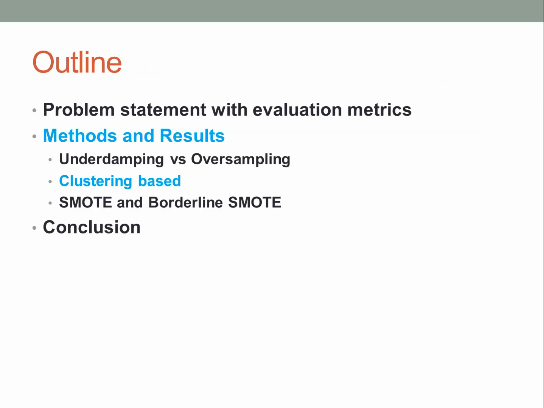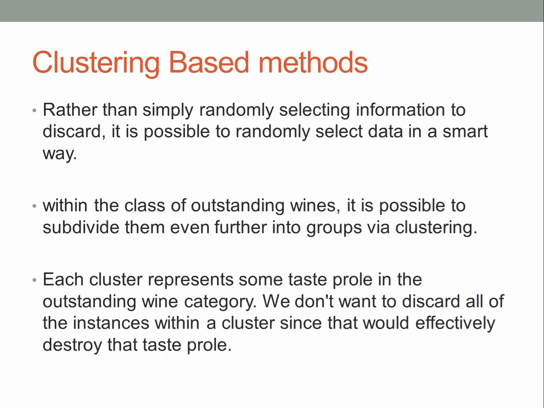So the other method is what we call clustering based. In this case, we try to cluster the data sets that we have. In other words, we try to cluster the majority of the wines, which are wines between 90 and 94 scores, and then within the class of outstanding wines, it is possible to subdivide them even further into groups via clustering. So each cluster represents some taste profile in the outstanding wine category.